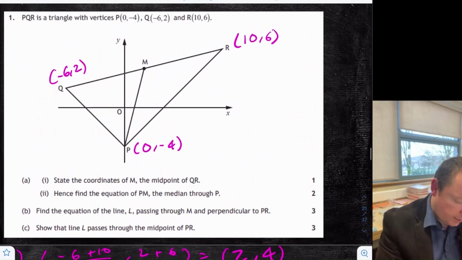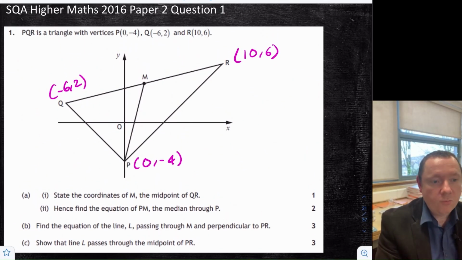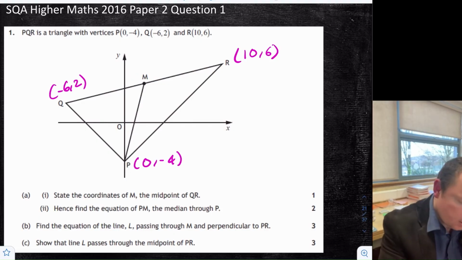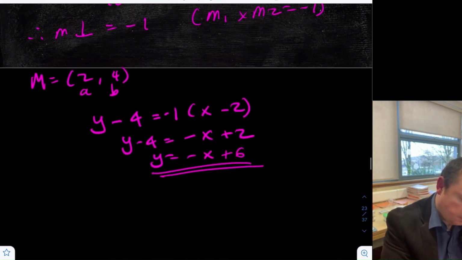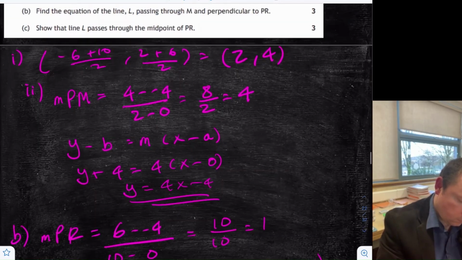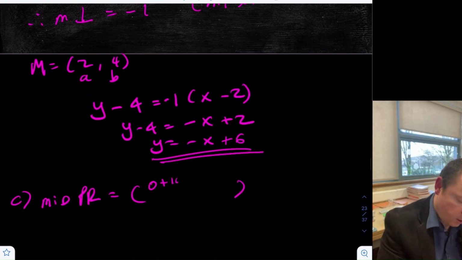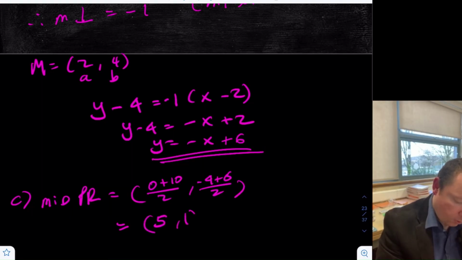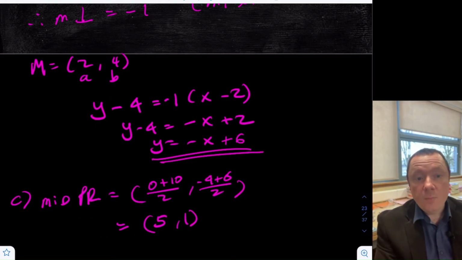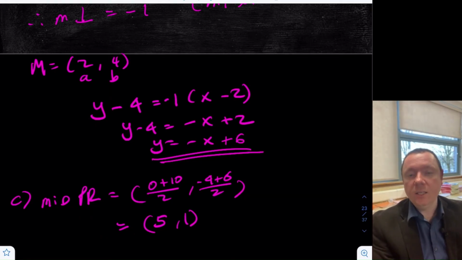Third question says, show the line L passes through the midpoint of PR. So we need to find the midpoint of PR and show that the line passes through it. So midpoint of PR, part C. 0 plus 10 over 2, minus 4 plus 6 over 2. That's 5, that's 1. So we've got the point 5, 1, and we need to show that our line passes through that point.